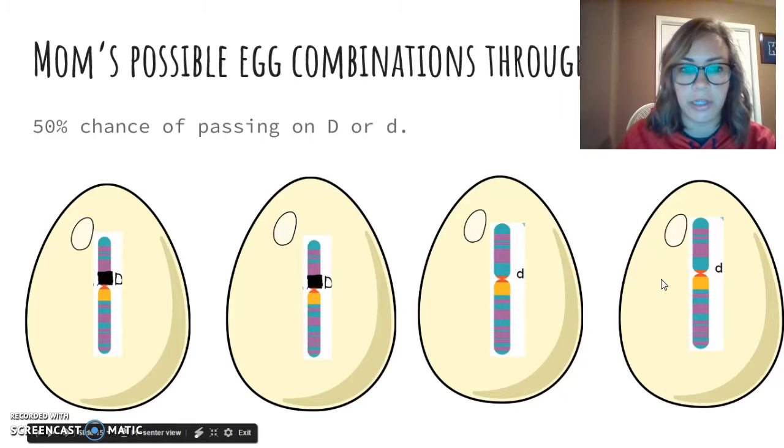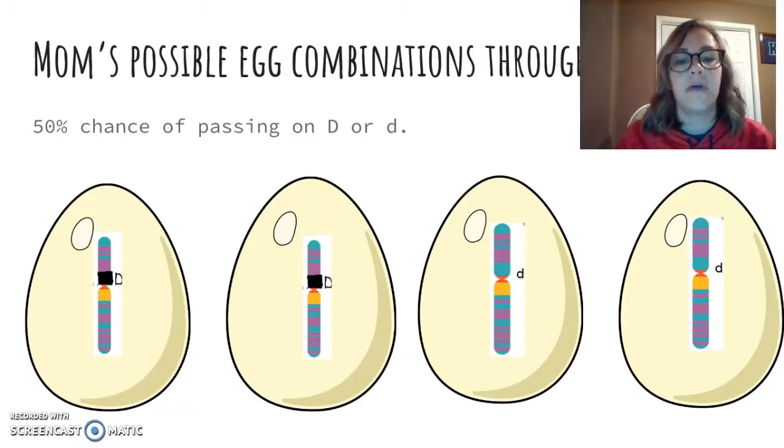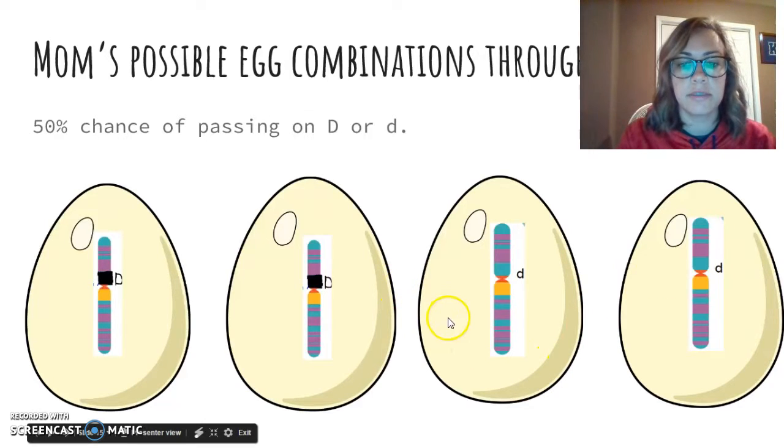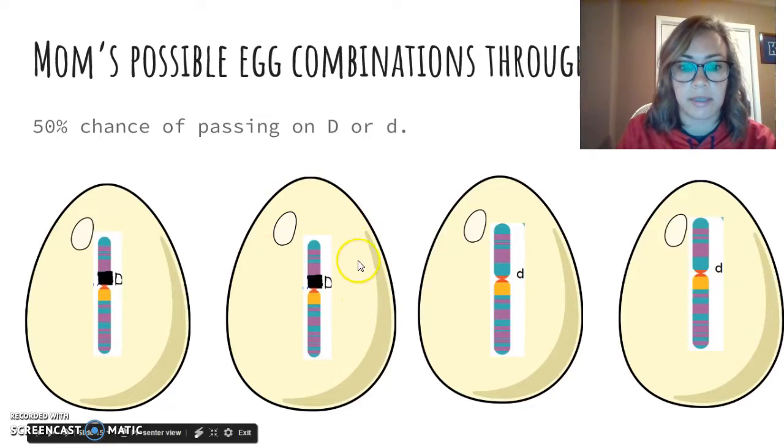Just looking at mom, we know mom has a 50% chance of having one of these eggs fertilized to create an offspring with waxy ears. So right there, 50% chance that mom is going to pass on this waxy ear allele.